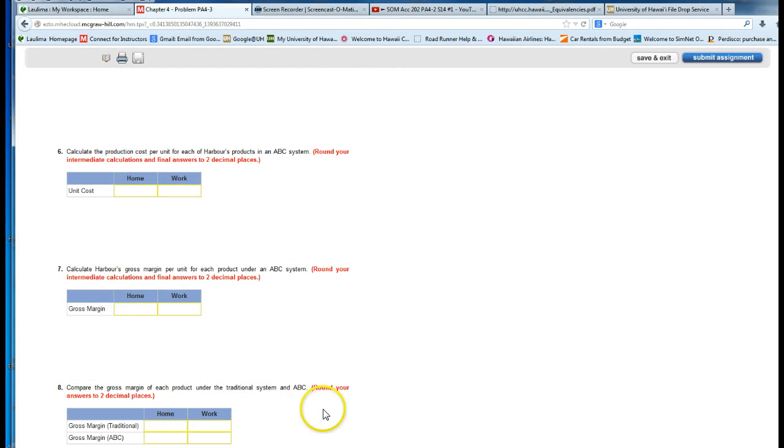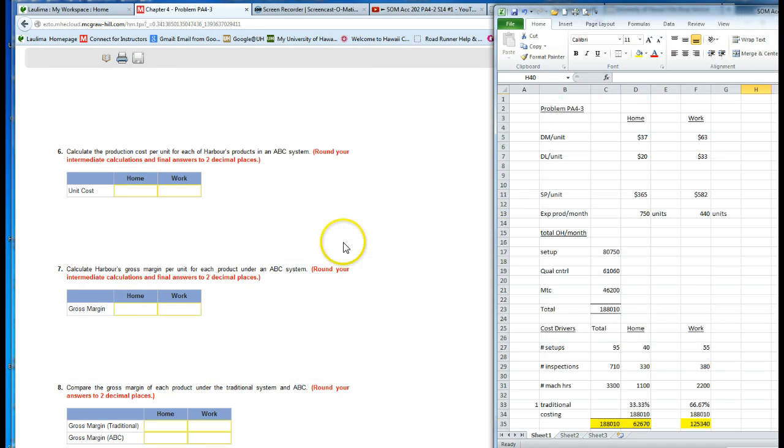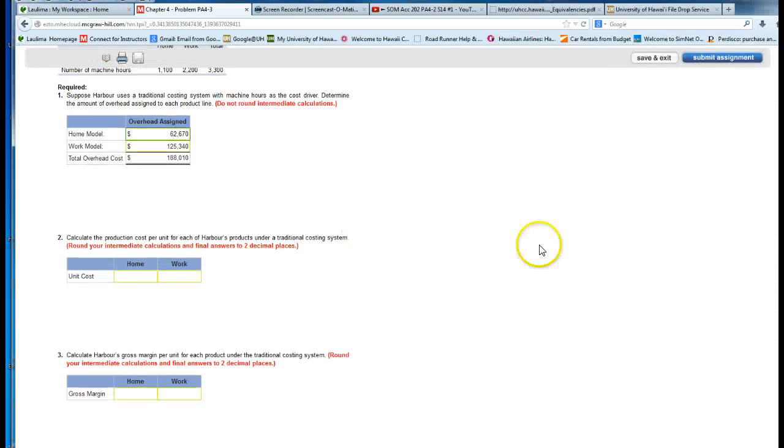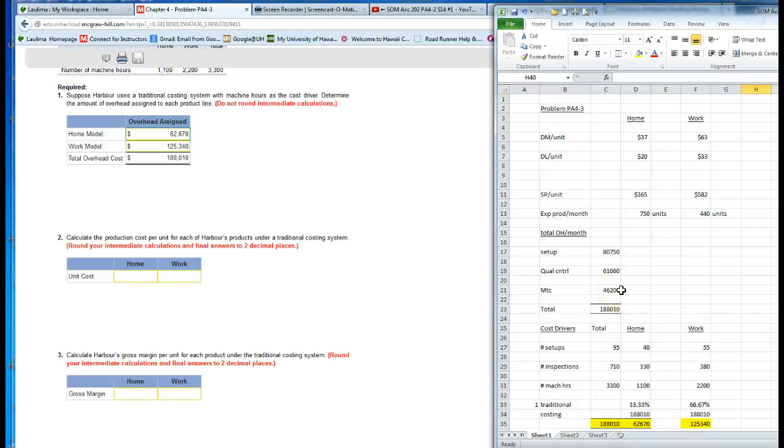Okay, now let's go to number two, and let's see. It says calculate the production cost per unit for each of Harbor's products under a traditional costing system. Now, when we look at production cost per unit, we need to include direct material, direct labor, and overhead. So this is where I was right on number two when I opened up this space in my worksheet.